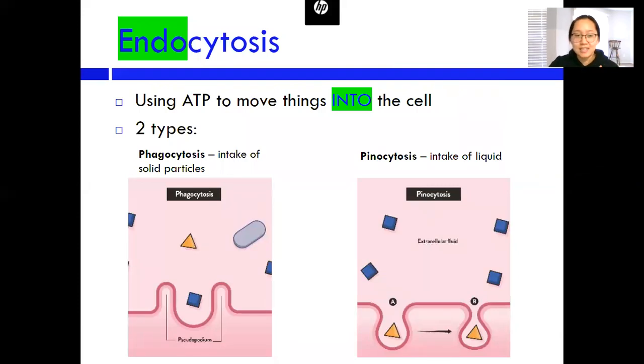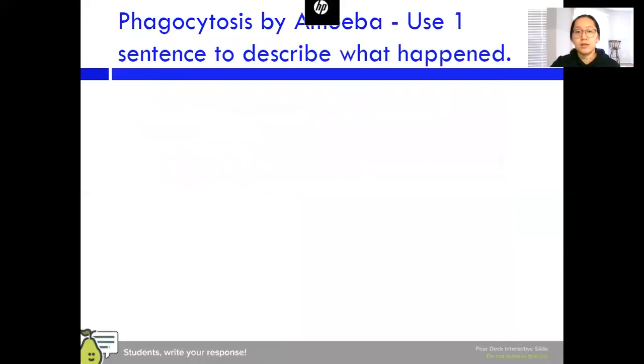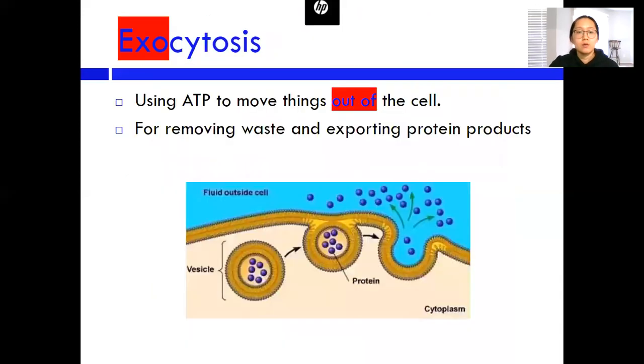that little thing is getting eaten, but you have to tell me whether it's solid or liquid and if energy is being used or not. Okay, exocytosis. Exo is using ATP to move things out of the cell. Exo, out. Okay, it's for removing waste and exporting protein products.